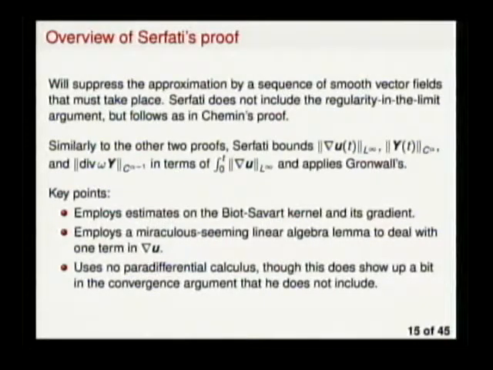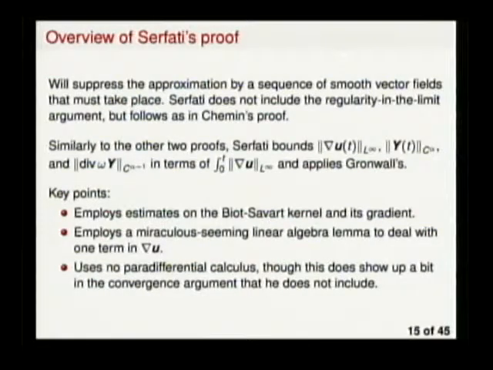So all I want to do is talk about some of the key points in the proof that make it stand out. The key points are that it almost all comes down to employing estimates on the Biot-Savart kernel and the gradient of the Biot-Savart kernel. Of course, there's a lot to glue that together, but all the key things come down to that. And that's why it's nice, because it's easier to generalize into other settings.